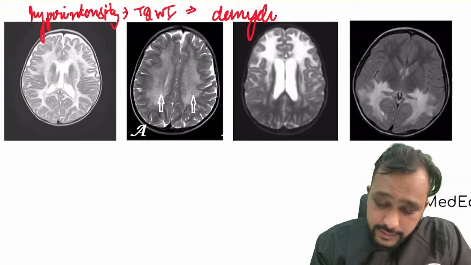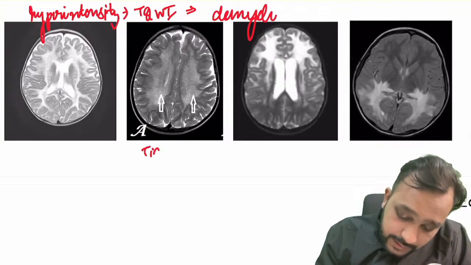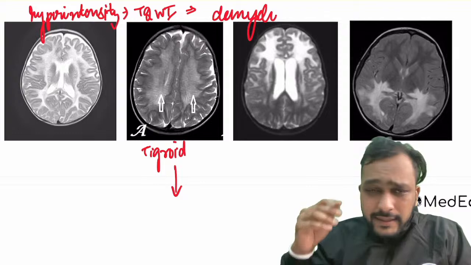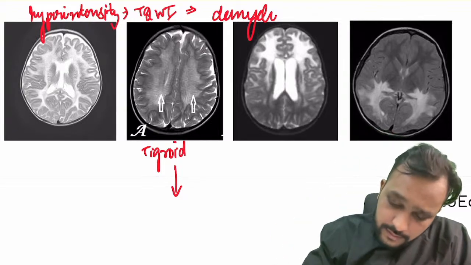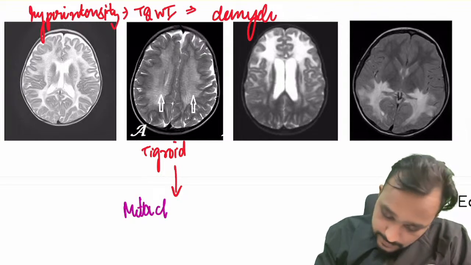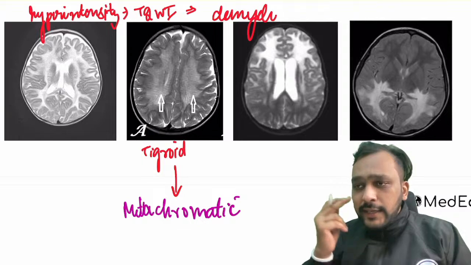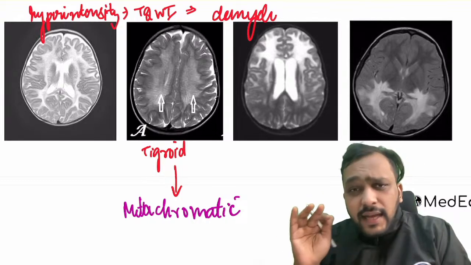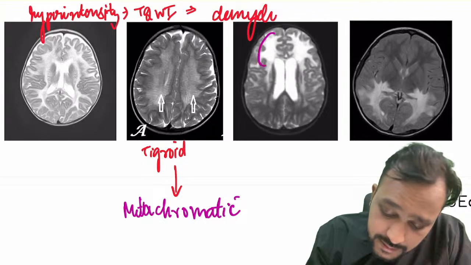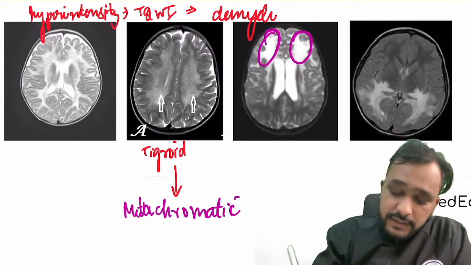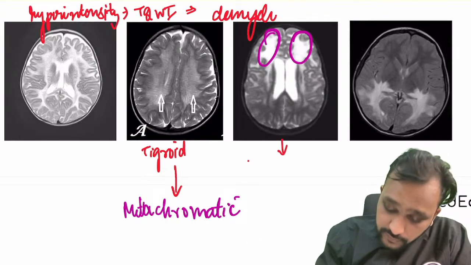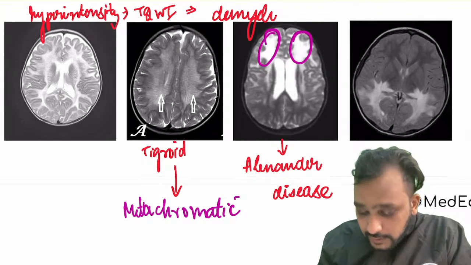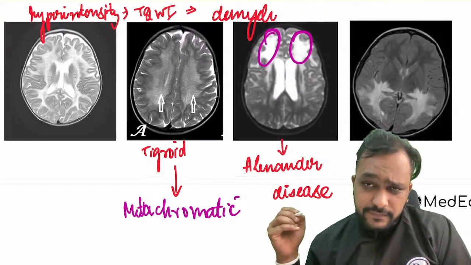If a leukodystrophy is giving a tigroid pattern, can you tell me what this tigroid pattern of leukodystrophy is seen in? Metachromatic leukodystrophy, right? Now if you see the third image, you have to see that this hyperintensity is seen predominantly in the frontal lobe. When this hyperintensity is present predominantly in the frontal lobe, this is a case of Alexander disease. Hyperintensity predominantly in the frontal lobe is your Alexander disease, right?